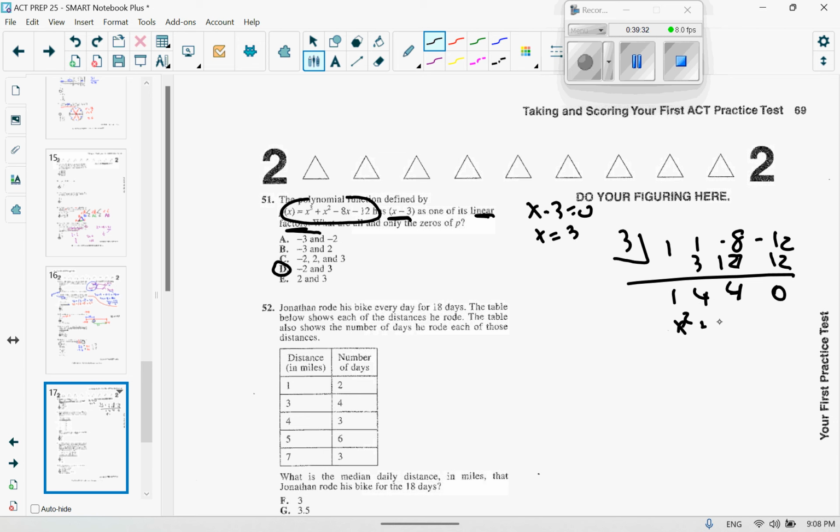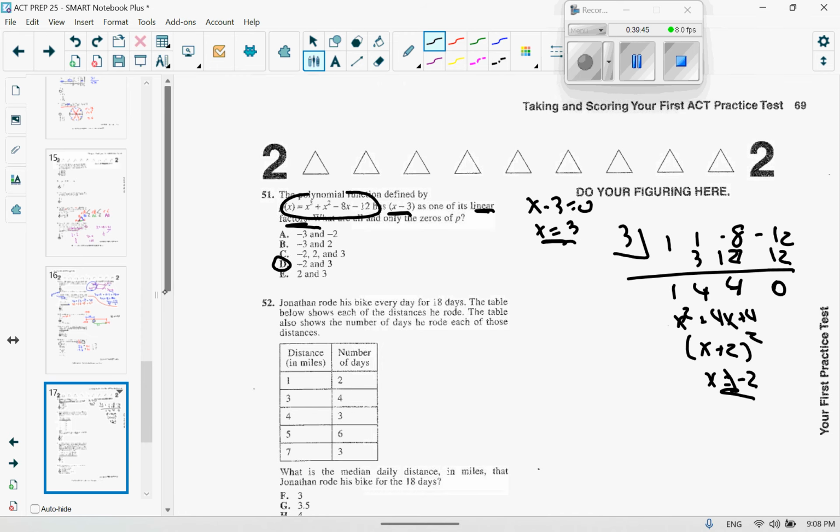So I'm left with x squared plus 4x plus 4, which factors into x plus 2 quantity squared. Therefore, I would get -2 as a solution and +3 as a solution, and those are my only two solutions, therefore letter D.